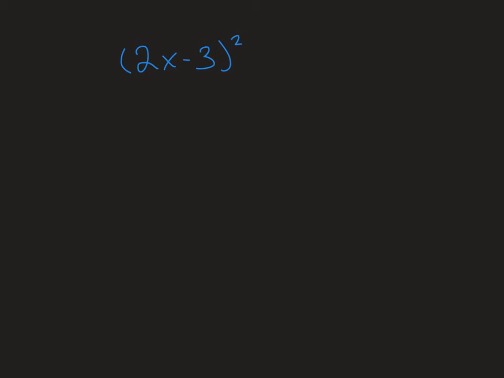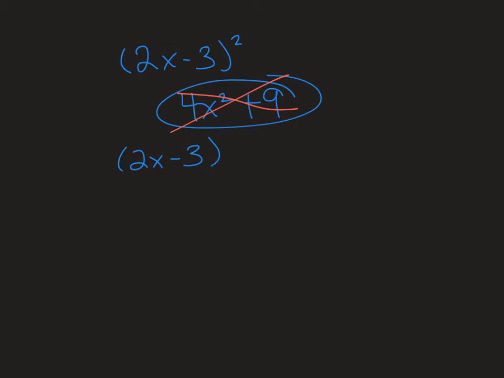Okay, so if we look at this 2x minus 3 in parentheses squared, so what does this mean? Some students might get it kind of confused and go, okay, I just have to square the 2x and I'll get 4x squared, and I square the negative 3 and I get 9, and I'm done. But actually, no, that's not the way you do it. That's the wrong answer, okay? What you have to do is rewrite this as 2x minus 3 times 2x minus 3, okay?